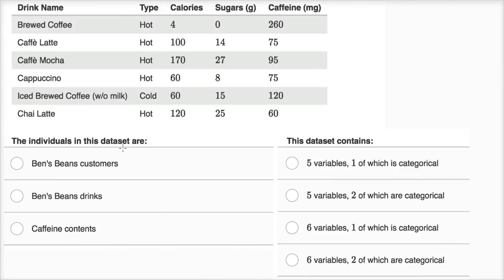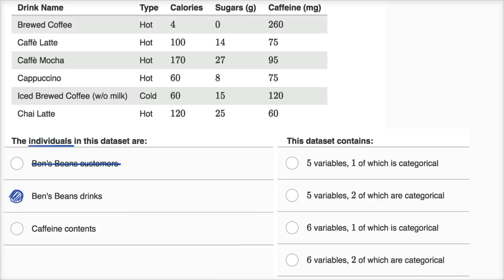So the individuals in this data set are. So when you see the term individuals, you might immediately say, oh, they must be talking about people, because in everyday language, when we talk about individuals, we tend to be talking about people. But in the statistical language, it's really referring to what the different entries of the data set are referring to. So each of these rows of the data set, they're not referring to types of people or customers and things about those customers. So it's not about Ben's Beans customers. I have trouble saying that. Each of these rows represent one of the drinks that are offered at Ben's Beans Coffee Shop. So those are the individuals.